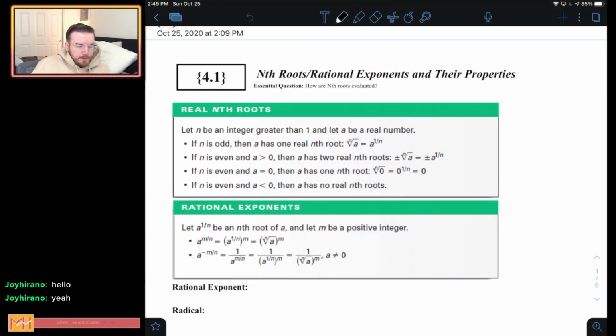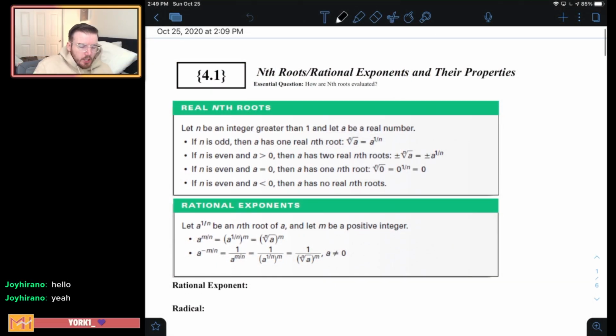All right, so I guess we'll go ahead and jump in. So we're looking at nth roots. We're introducing the idea of more than just a square root. We're introducing the idea of a cube root, a fourth root, a fifth root, a sixth root, all of these things. Okay.